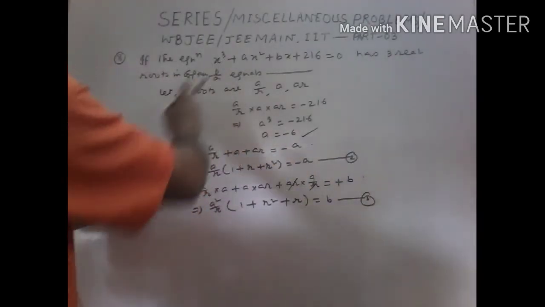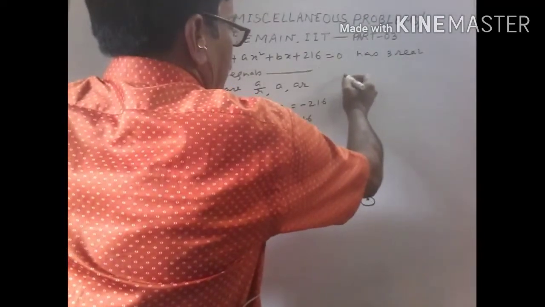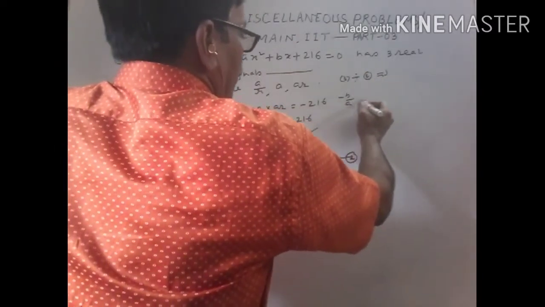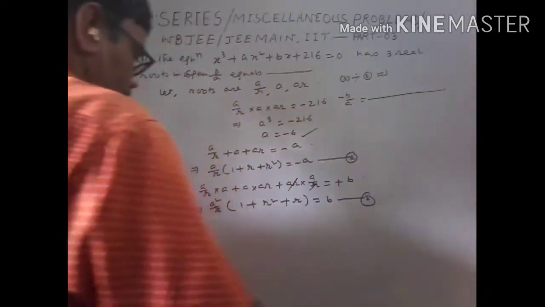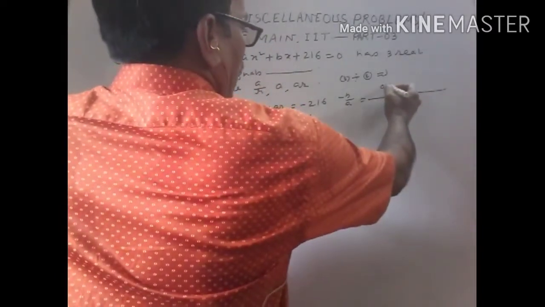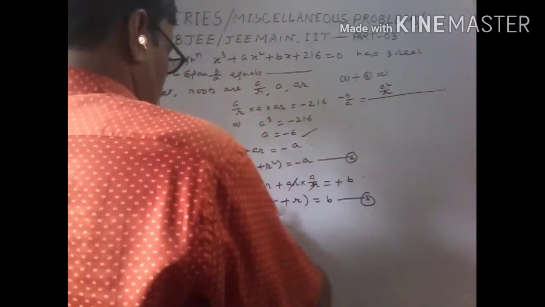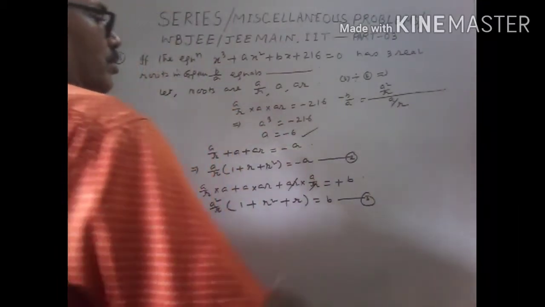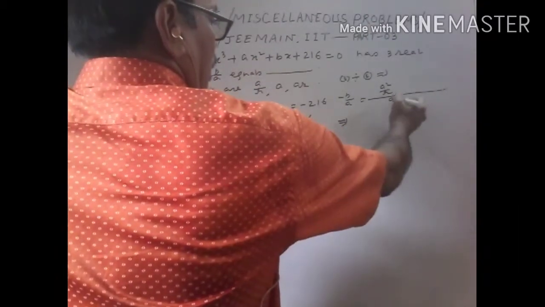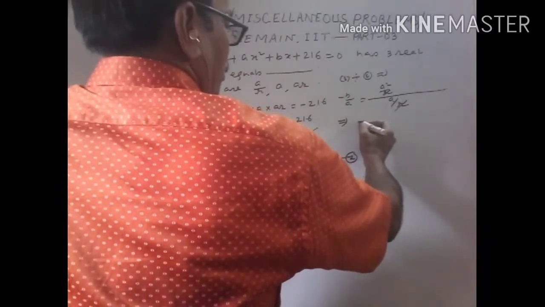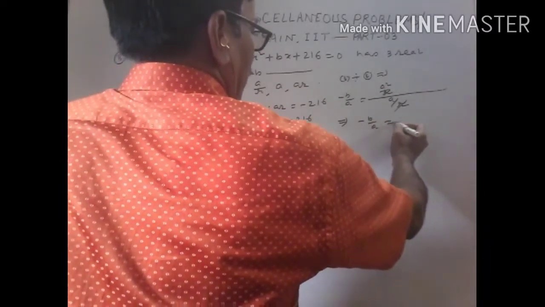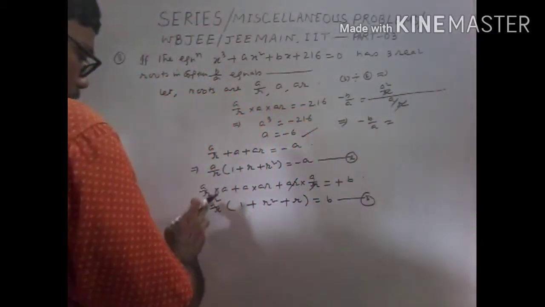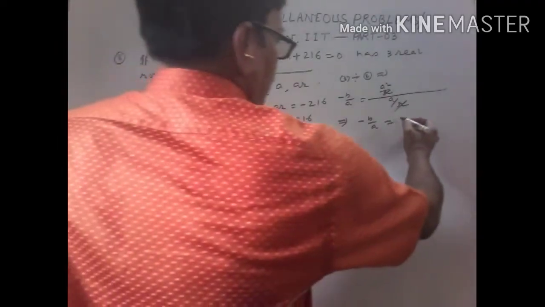Now we have to calculate B by A. So 3 divided by 2 implies minus B by A. So A square by R at the numerator, this one is cancelled. This is A by R. So R cancels. So minus B by A equals A by R, A square by R. So this equals A.